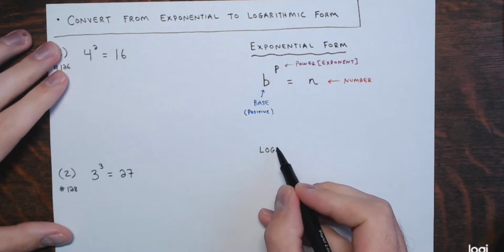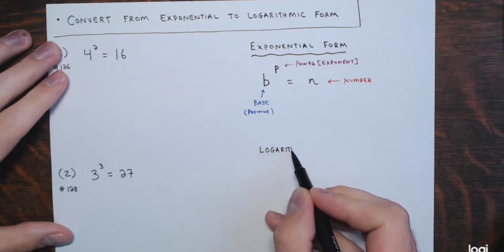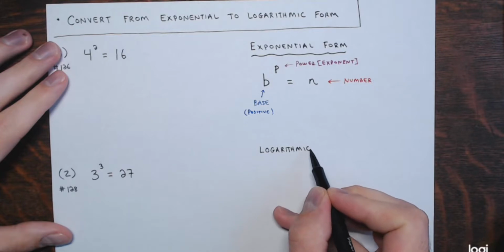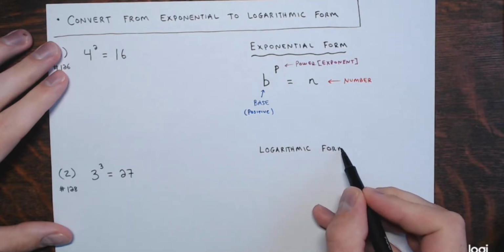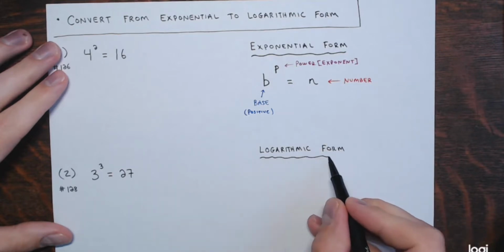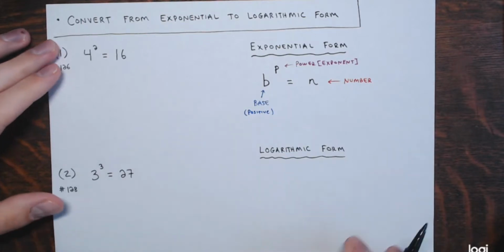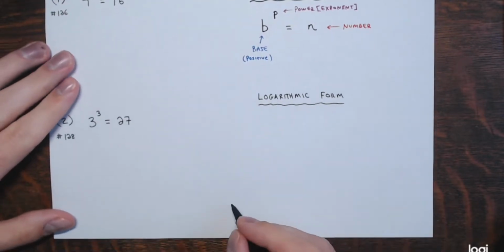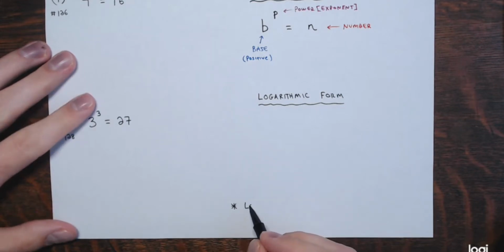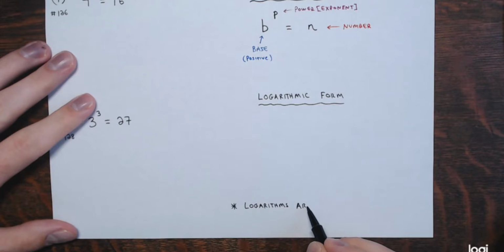Now, logarithmic form. In order to convert from exponential form to logarithmic form, you have to know the following. I'm going to make this little note down here, a little star next to it. Logarithms are exponents. Just a fancy word for exponents.